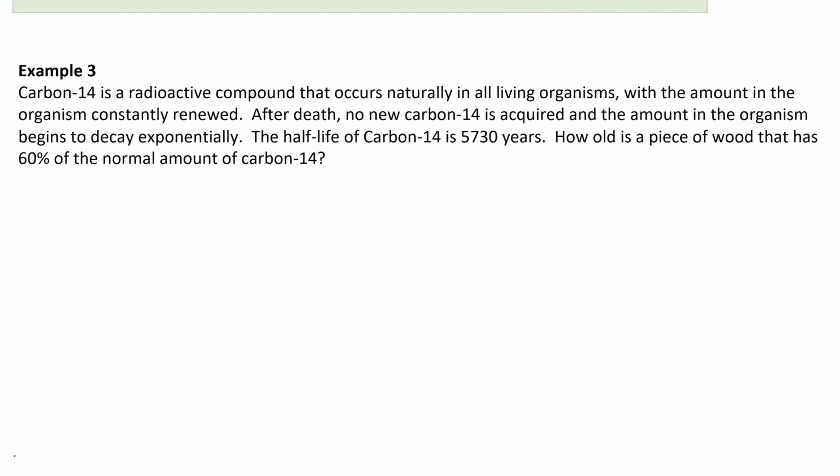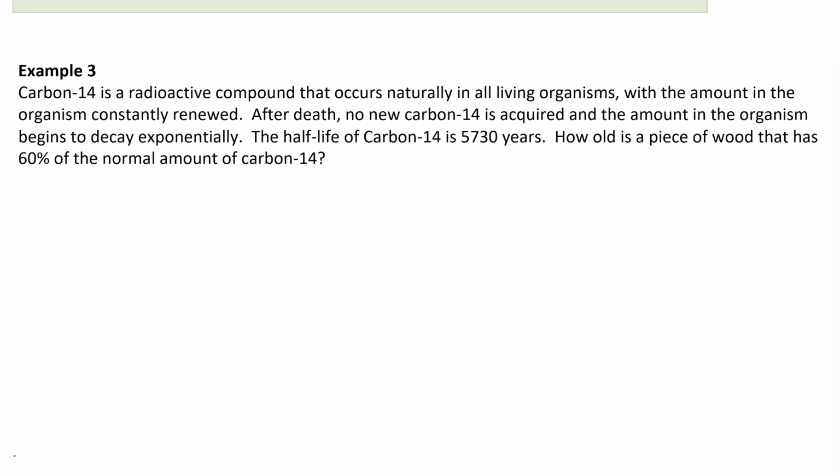An important example of exponential decay is radioactive decay. Carbon-14 is a radioactive compound that occurs naturally in all living organisms. It's actually brought into our bodies by breathing. It exists in the atmosphere, but then when a creature, a plant, dies, it no longer interacts with the atmosphere and the carbon-14 starts to decay. So the amount that's left in a formerly living thing, an organic thing, can be used to date how old that thing is.